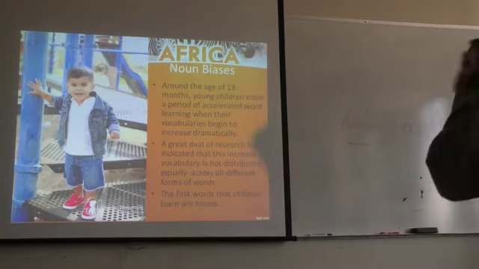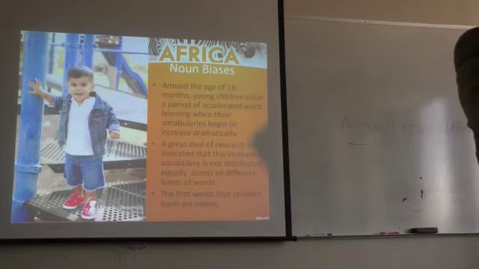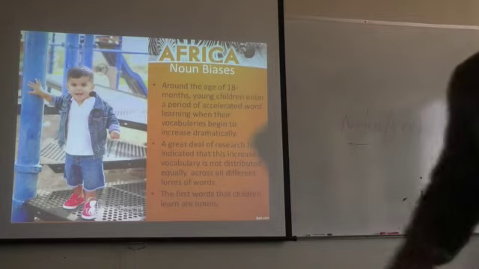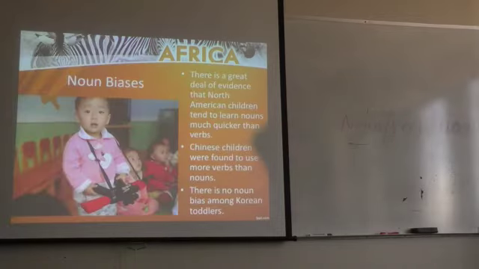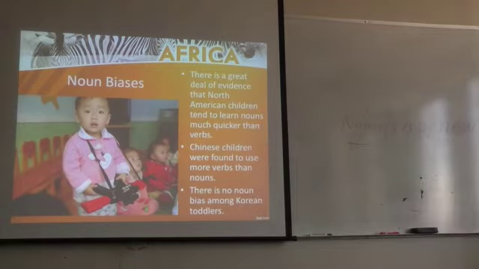And we've got like 8 types of verbs. They've got like 13 or 14. Just really confusing. There's a great deal of evidence that North American children tend to learn nouns much quicker than verbs. And of course, it's very logical.